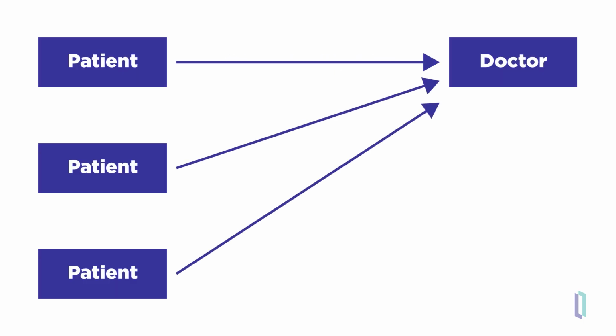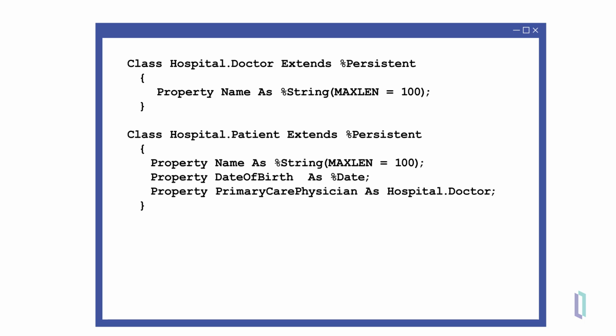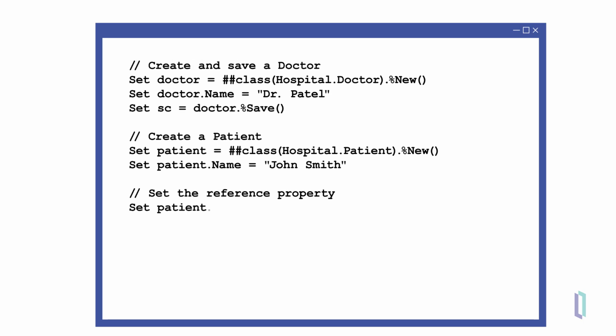A reference is defined in only one direction. One doctor object can be referenced by many patient objects, but the reference itself is declared on the patient class. To define a reference property, you declare a property whose data type is another persistent object. For example, instead of defining a property as a string or number, you define it using the name of another persistent class. In this example, the patient class defines a reference to the doctor class, property PrimaryCarePhysician as Hospital.Doctor. This means the PrimaryCarePhysician property refers to an instance of the doctor class.